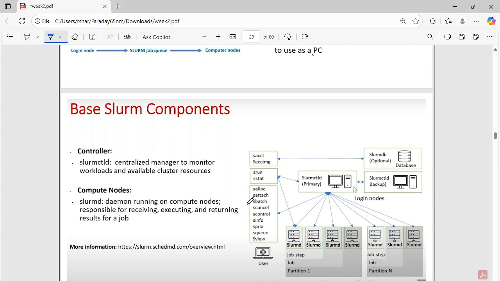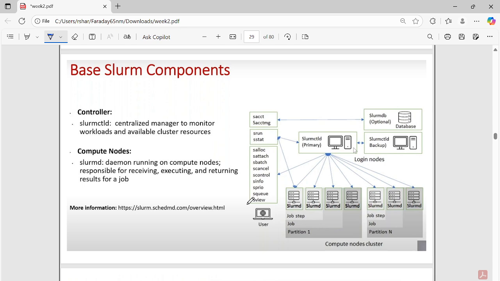So the base Slurm components. From the architecture point of view, Slurm consists of two main components. The first one is called the controller, and the second one is called the compute node. So if you consider the user login node, there are two types of nodes: the login node and the compute node.